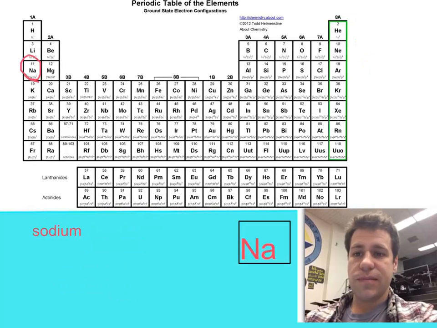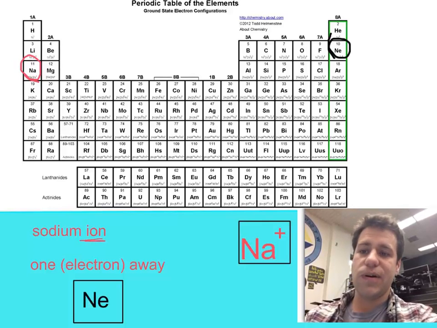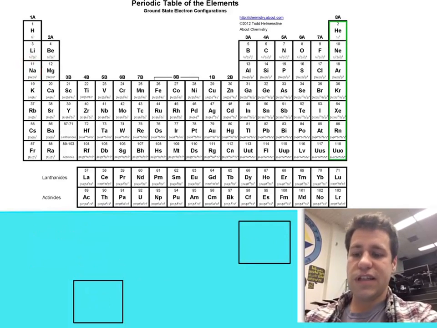So let's start with sodium. Sodium is on the left side of the periodic table, which makes it a metal. In fact, it's one of the alkali metals. It's going to lose electrons. And in its case, if you look at it, the closest noble gas is neon. So it will lose one electron. It's one electron away. It's going to lose one electron and become positively charged to the tune of +1. We don't write the 1. It's unnecessary. When you have a 1, we usually ignore it. We just put the sign. So we get the sodium ion.